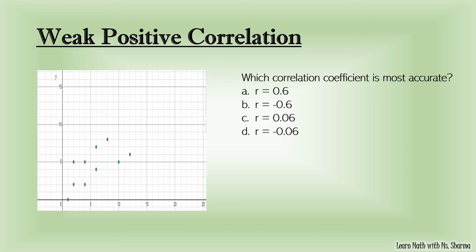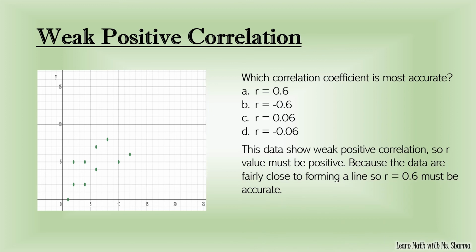It's not closer to 1 and it's not closer to 0. Closer to 1 must be forming a line. Closer to 0, no correlation. So 0.6 is fairly close to forming a line. This data show weak positive correlation, so the R value must be positive. Because the data are fairly close to forming a line, R equals 0.6 must be accurate.